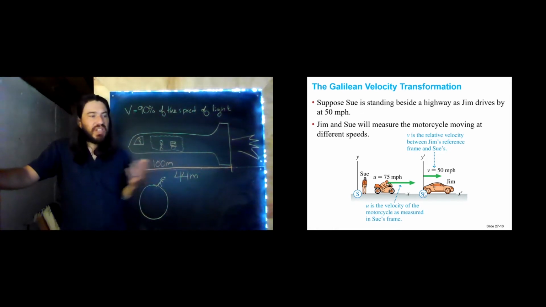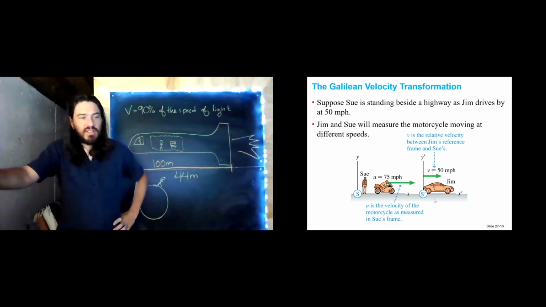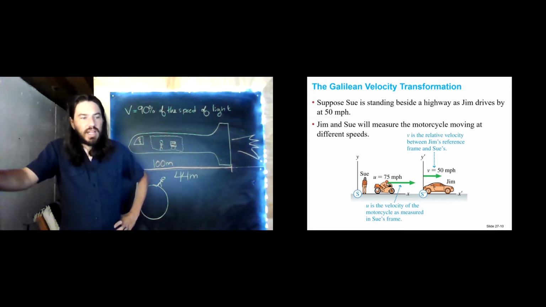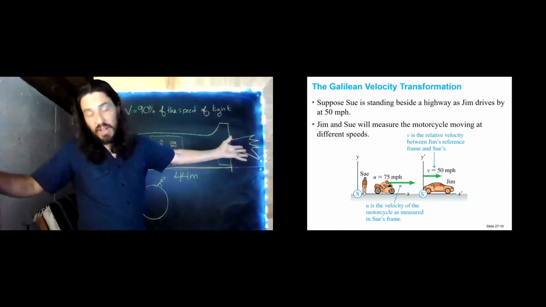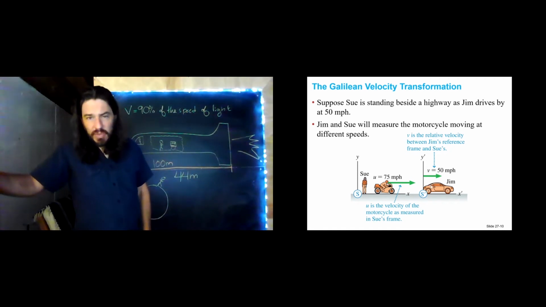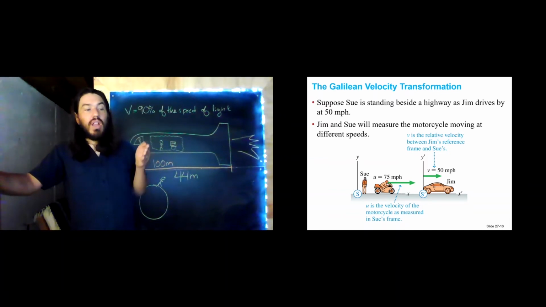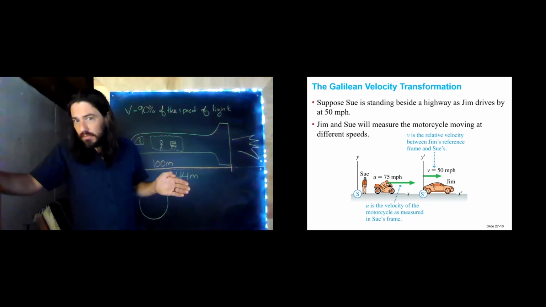These guys are all near or on the same road. Sue is standing beside the highway as Jim drives by at 50 miles per hour. Jim and Sue will measure the motorcycle moving at different speeds. The point here is that, according to Sue, she sees the motorcycle moving away from her at 75 miles per hour. But what does Jim see? Does Jim observe the motorcyclist moving away from him at 75 miles per hour? No, he doesn't. Doesn't Jim observe the motorcycle approaching him at 25 miles per hour?